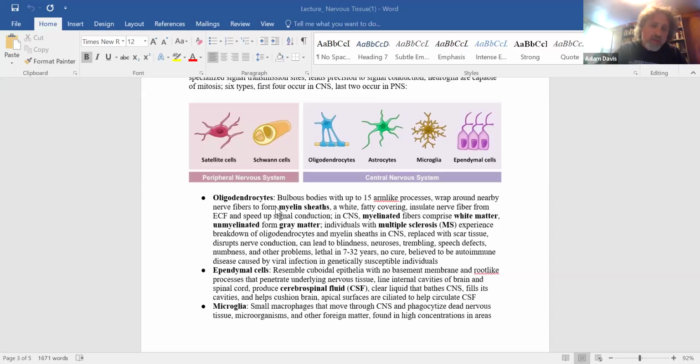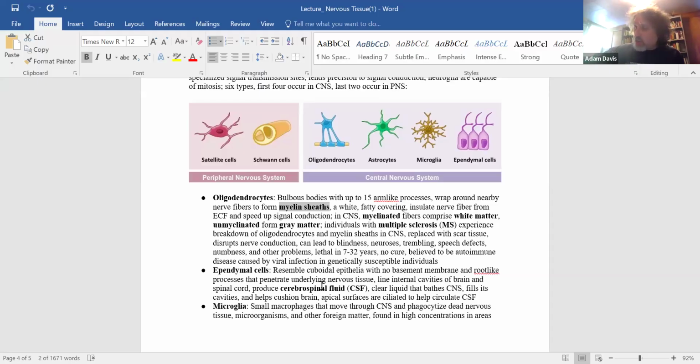They form what is called the myelin sheath of the nerve fibers in the central nervous system. Kind of a white, fatty covering that covers up those nerve fibers. We're going to talk more about the myelin sheaths of the nervous system in the near future, but like I said the other day, think of it as like the insulation around an electrical wire. Prevents the signal from grounding out prematurely, speeds up signal transmission.